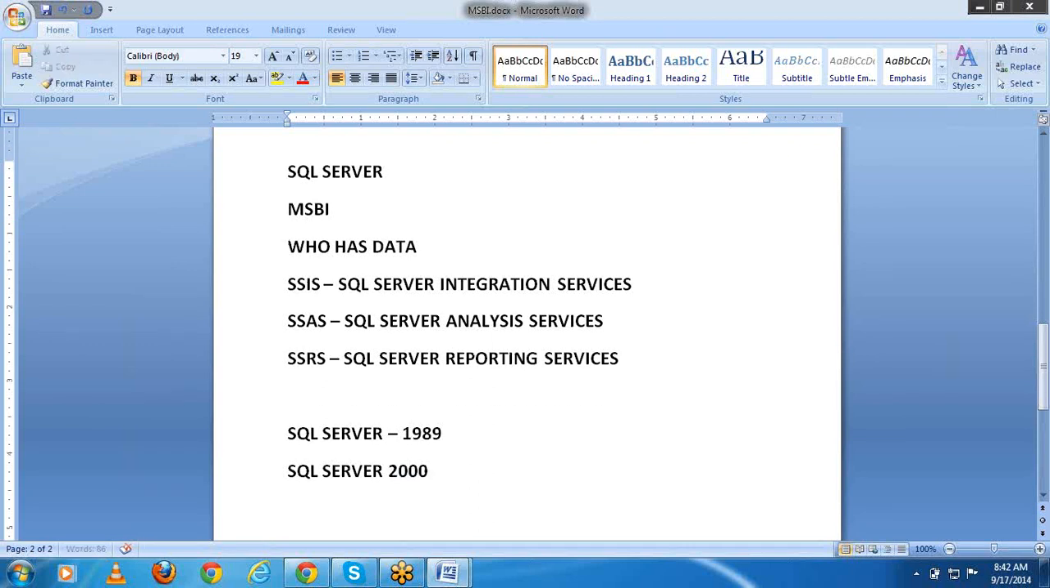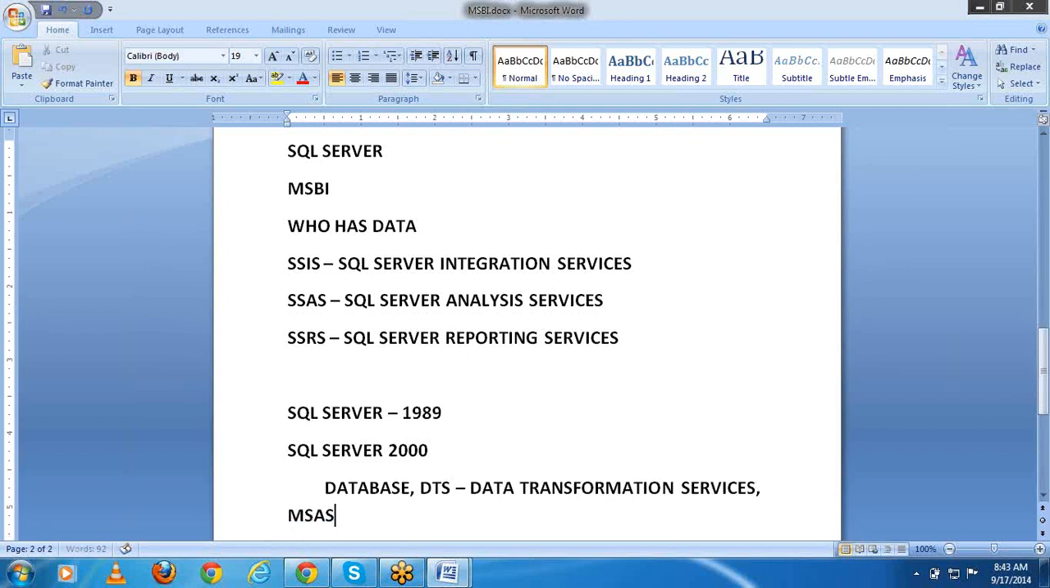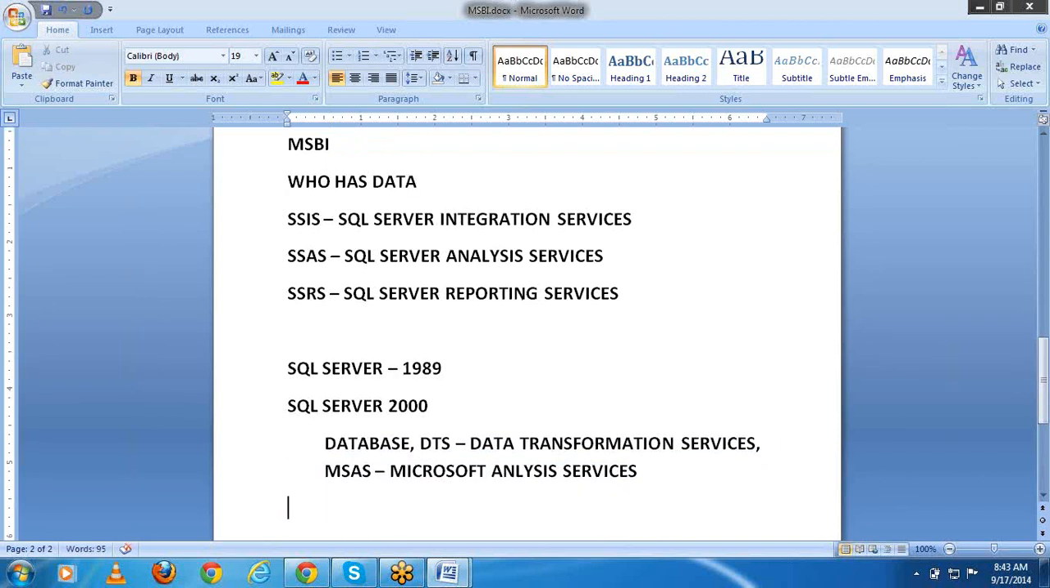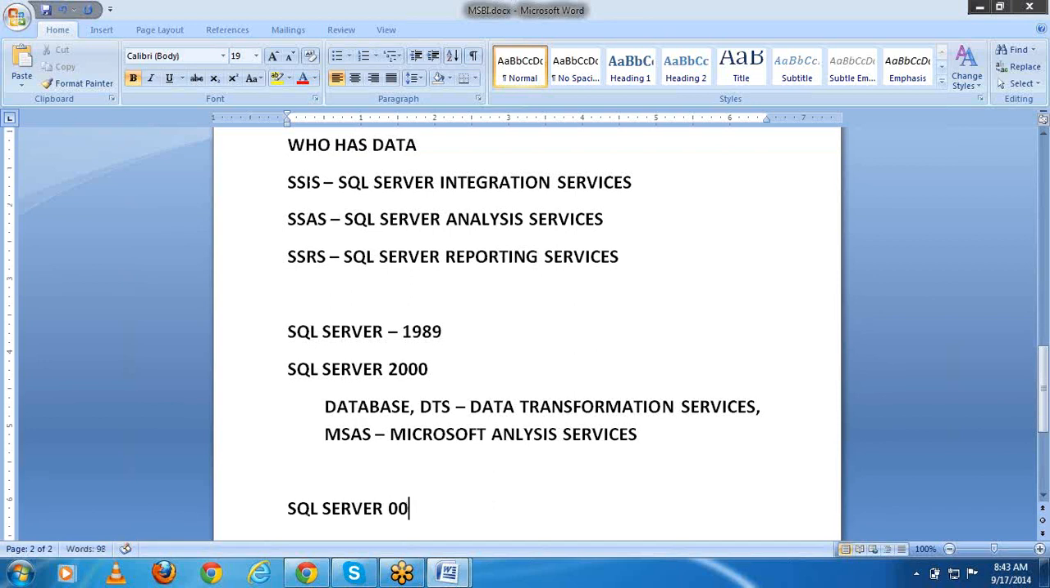Then this had DTS services. First it has database, DTS, and MSAS. This is called Data Transformation Services, and this is called Microsoft Analysis Services, and these are not fully equipped. These are partially developed. There were not many features to work on. All had limited features. Next, they released SQL Server 2005.